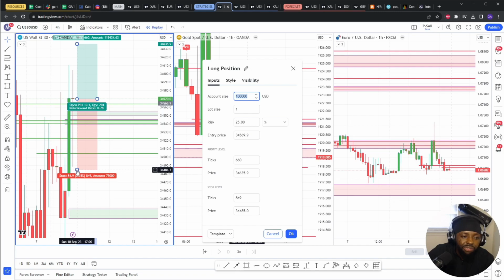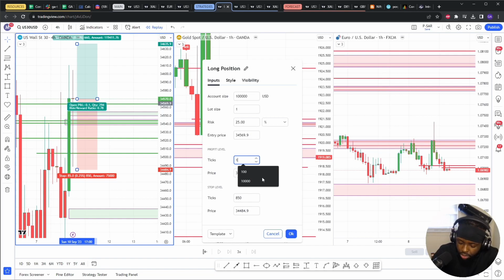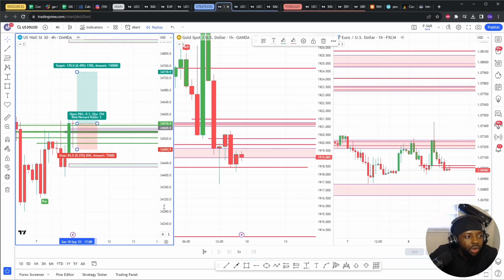So in this instance, if you use this, you would have had like 80, is that 85? About an 80, yeah, 85 pip stop loss. Now for you to have a 1:2 in this instance, you would have needed double that, which is a 170 pip TP, right? So you can see how high this is.